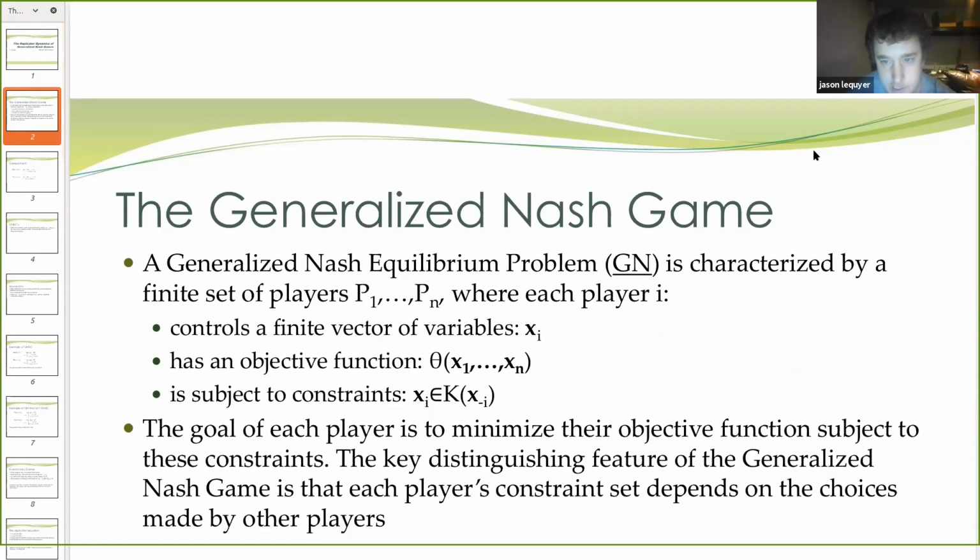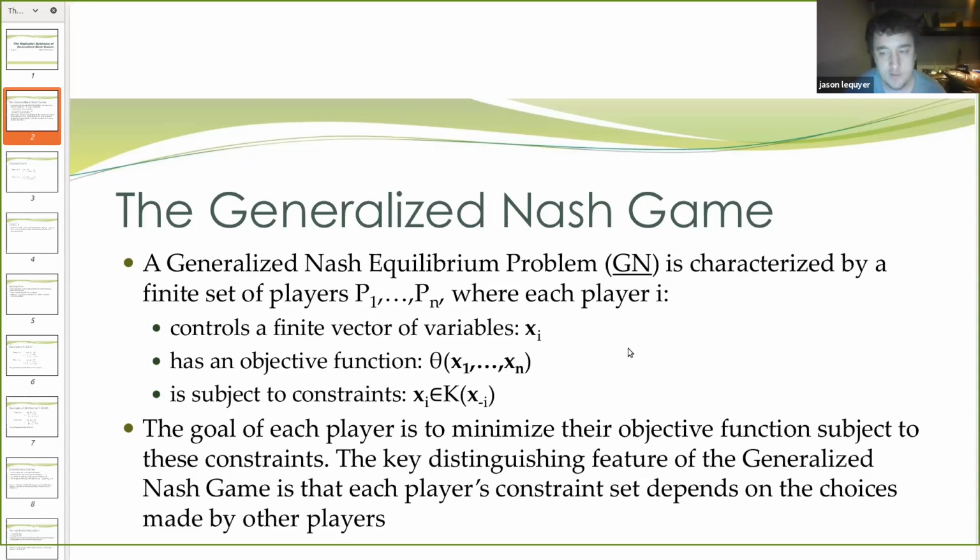So the generalized Nash game, the GNEP, the Generalized Nash Equilibrium problem, is characterized by a finite set of players where each player controls a finite vector of variables and they're trying to optimize their objective function subject to constraints. And the key distinguishing feature of generalized Nash games is that this constraint set depends on variables outside that player's control. The actions of your opponent somehow constrain the choices available to you.